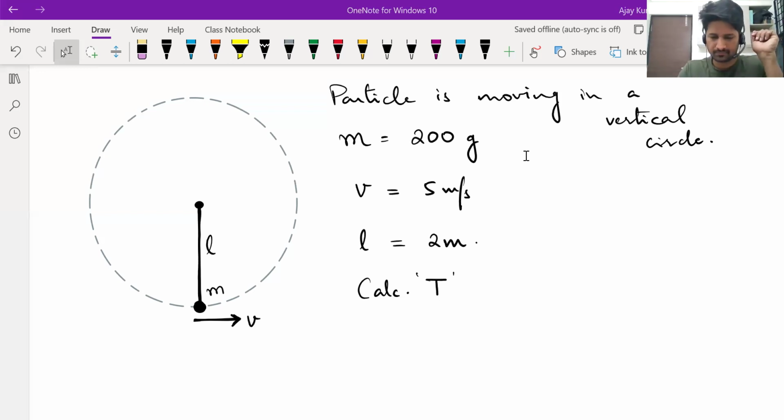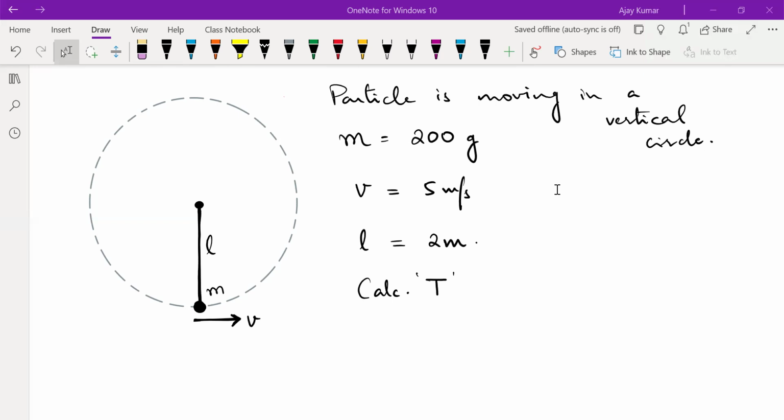Any answer? Okay, listen, all of you. Pawan, unmute, we'll discuss. Yes, sir. You are asked to calculate tension. What kind of quantity is tension?